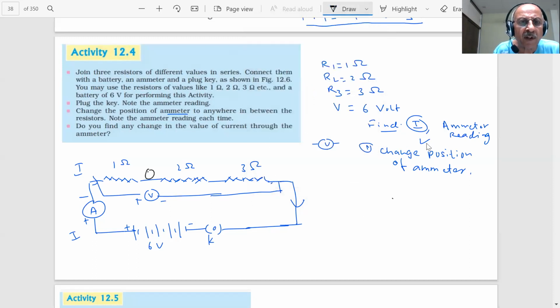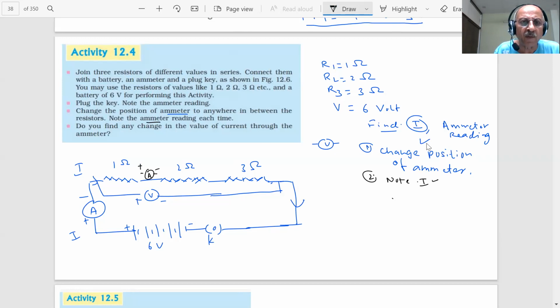I bring the ammeter here. Can I remove it and put it here? Tell me yes or no. Can I do it? Yes, sir. Again, I will change the position of the ammeter and note the ammeter reading. What is the ammeter reading? Note the ammeter reading means note the current which is flowing.